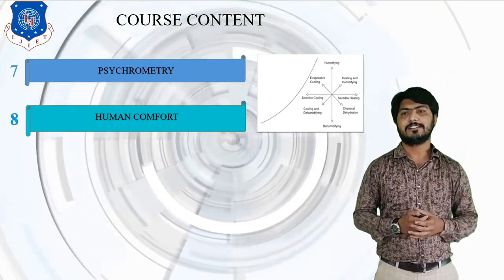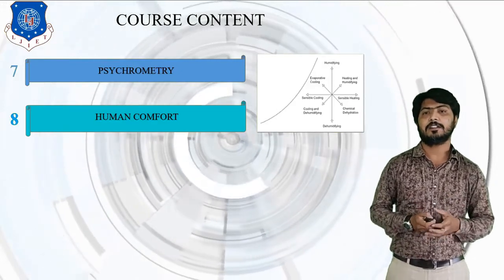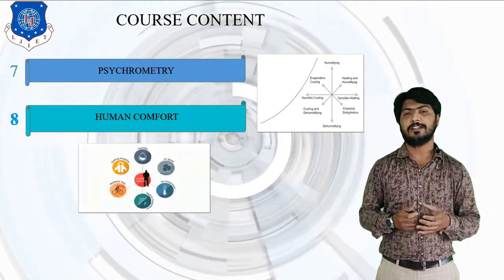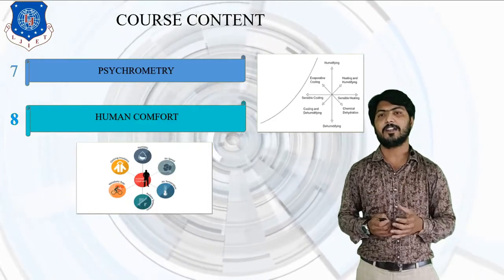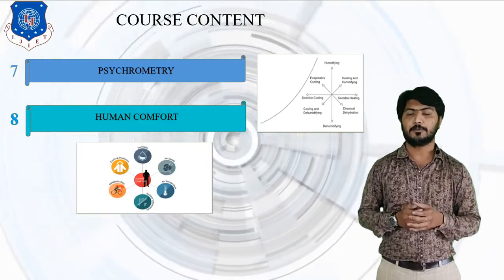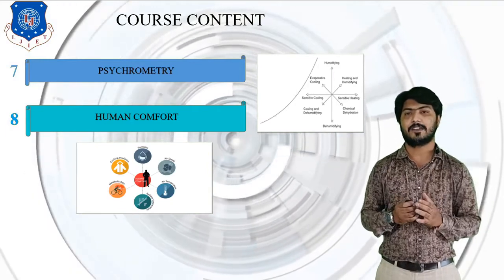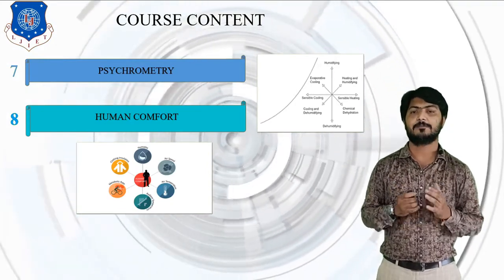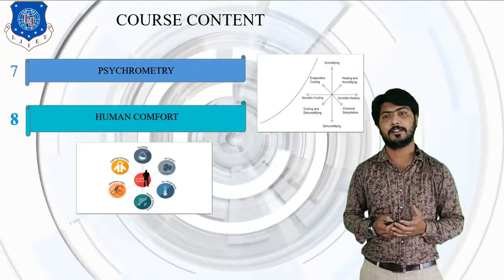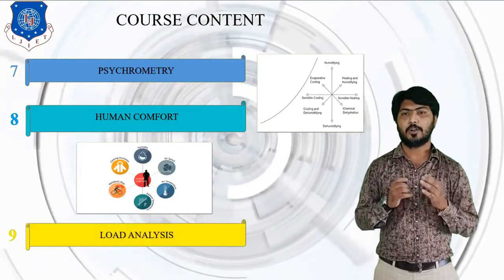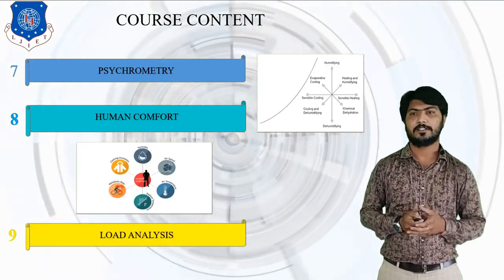Next chapter is human comfort. In this chapter we will discuss different parameters which affect human comfort. Basically human comfort, according to ASRE, is defined as mind satisfaction, the temperature which satisfies the mind condition, that is known as human comfort. In this chapter we describe all parameters which affect human comfort.